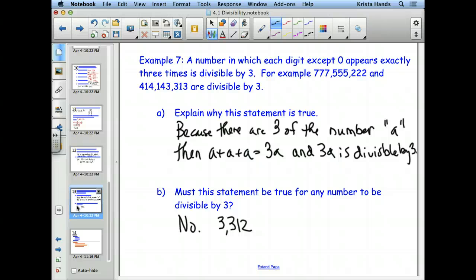But this does not have 3 3s or 3 1s or 3 2s in it, right? So this is just a very special kind of an example where we have something divisible by 3. It's not a requirement to make something divisible by 3. The only requirement, so to speak, to make something divisible by 3 is that the sum of the digits has to add up to something divisible by 3. All right. Just a sec.